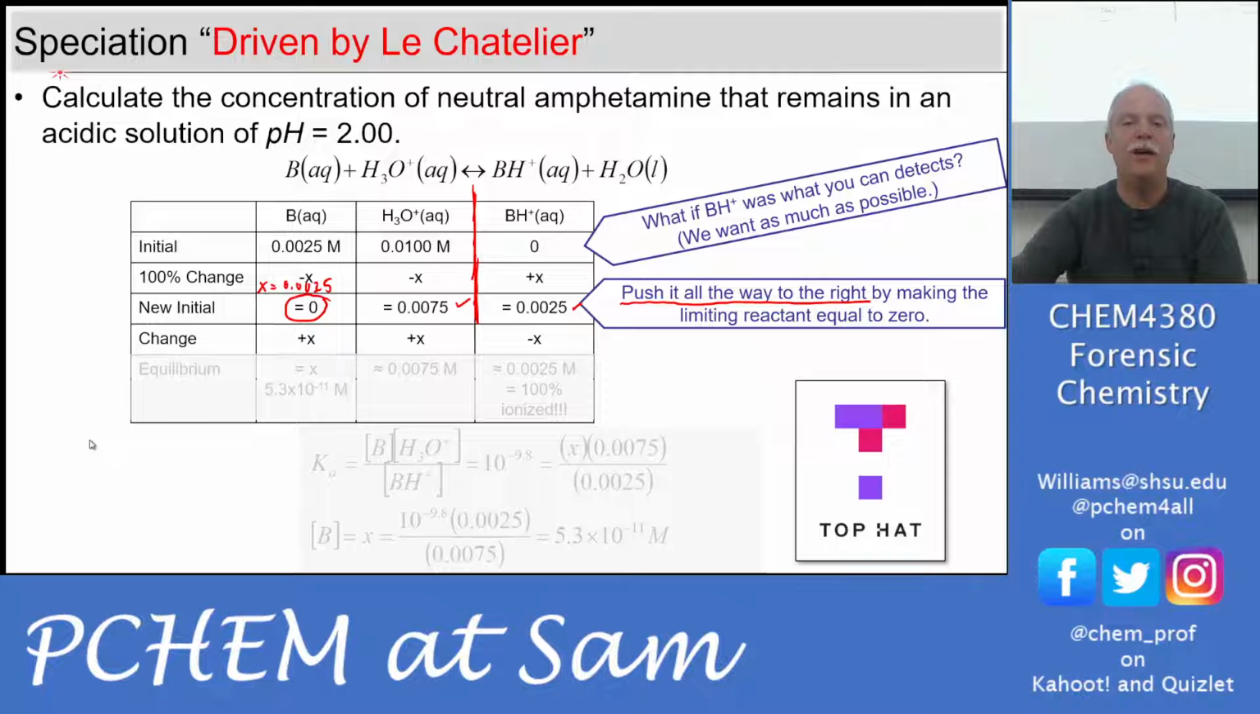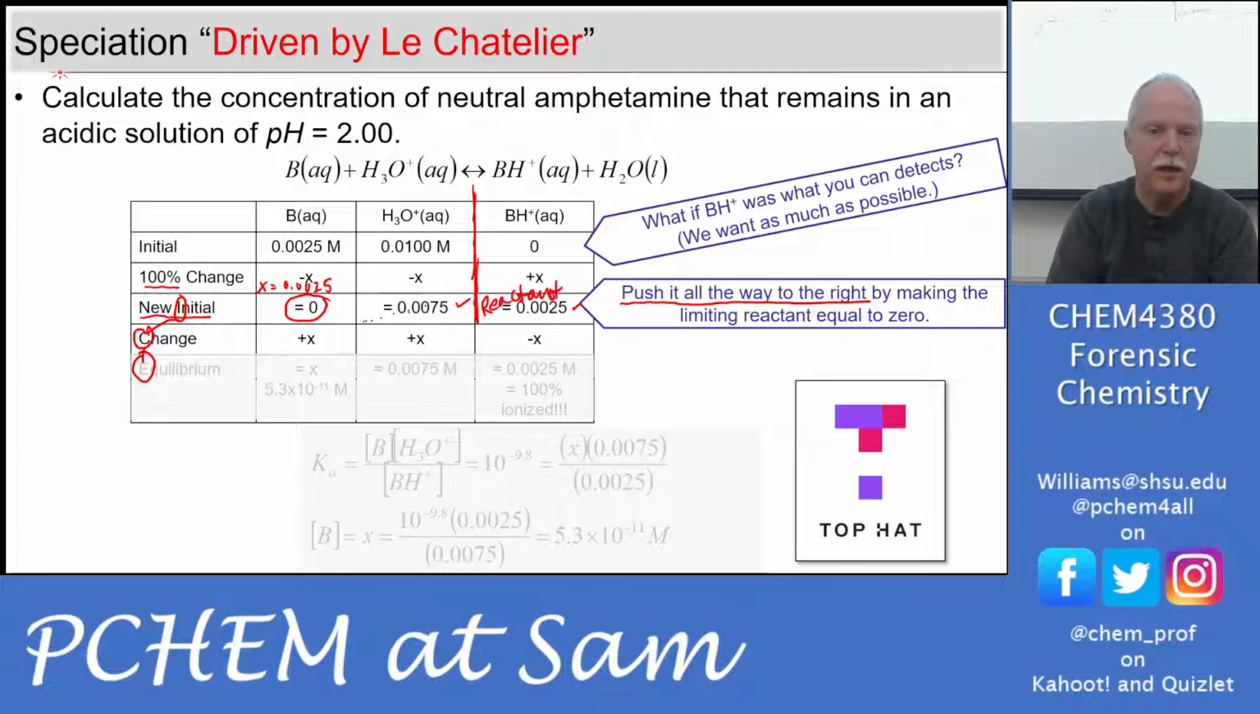So now we have this. Notice I'm saying this is a new initial. We did initial, we did 100% change, and then we have a new initial. So this is our ice table here. So this is now a reactant. And these are products.